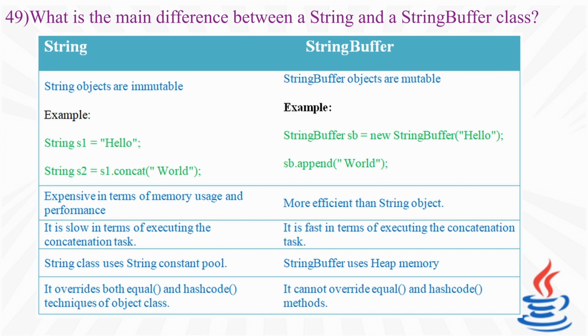Next question is, what is the main difference between a String and a StringBuffer class? In Java, the main difference between a String and a StringBuffer class is that String objects are immutable, whereas StringBuffer objects are mutable. When a String object is created, its value cannot be changed. Any operation that appears to modify the string actually creates a new String object with the modified value.